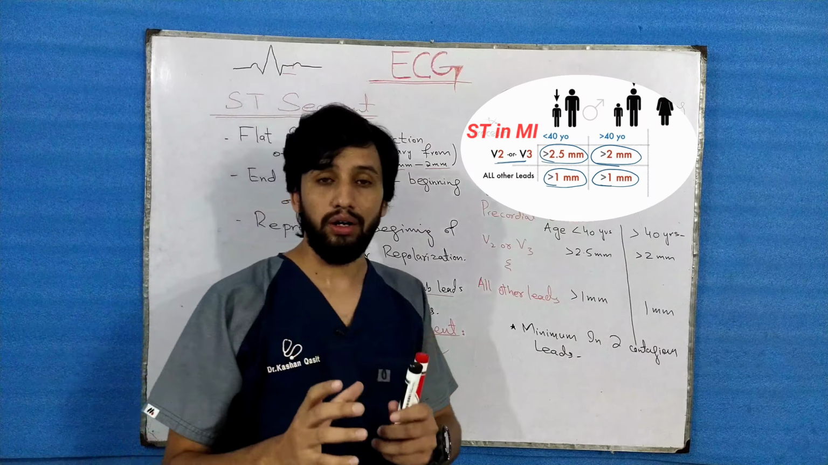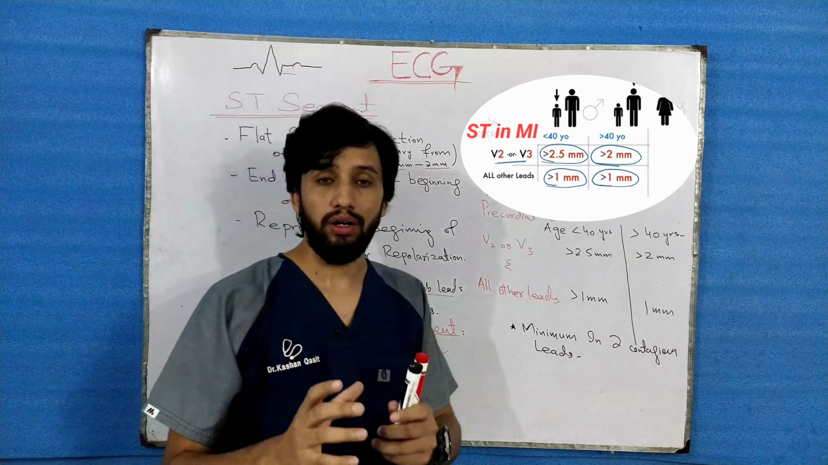When the age is less than 40 years, greater than 2.5 mm is considered significant, and in all the other leads greater than 1 mm is considered significant when the patient is less than 40 years. But when the age is more than 40 years, then not 2.5 mm but only 2 mm height of the ST segment will be considered significant. And in other leads, ST segment elevation equivalent to 1 mm may be considered significant.